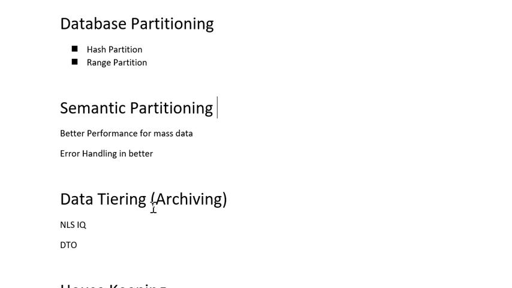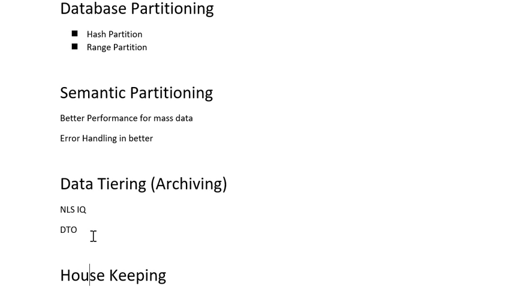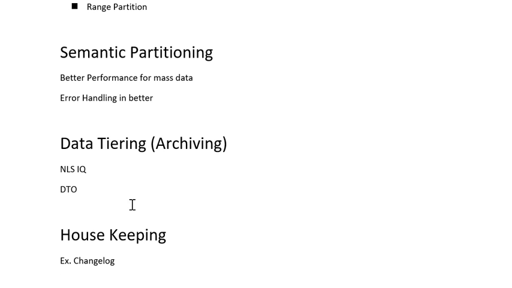Now, coming to data tiering or archiving, if your system is large or the data volume is more, then you should definitely archive the old data. Here we have two options, NLS IQ and DTO. DTO is the new concept in SAP BW for HANA, and when you are creating a new ADSO, you should definitely go with DTO. Here you should define the temperature. NLS IQ is the old concept that is still there. If you already have a system defined with NLS IQ and then migrated to SAP BW for HANA, it is still available.